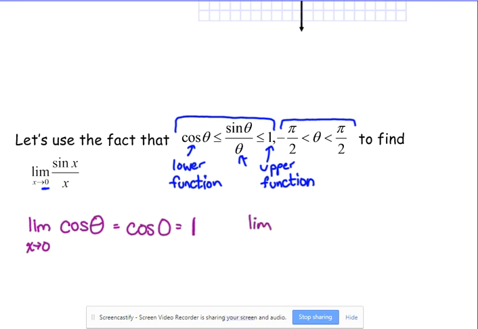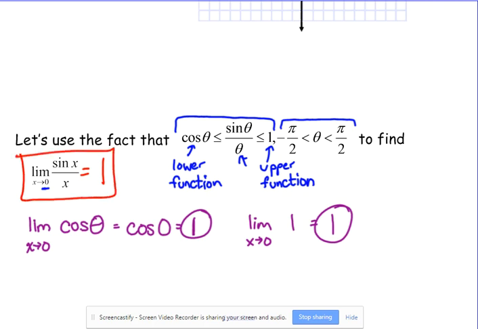Now we need to know, well, how about that upper function? The limit as x approaches 0, the upper function is 1. How much more boring can you get than to be the function 1? Its limit is always 1. But that satisfies our second condition. The lower and the upper have the same limit, so that means the one in the middle has that same limit. Okay? The limit as x approaches 0 of sine of x over x is 1. Like I said, you got to memorize that. You got to know it.